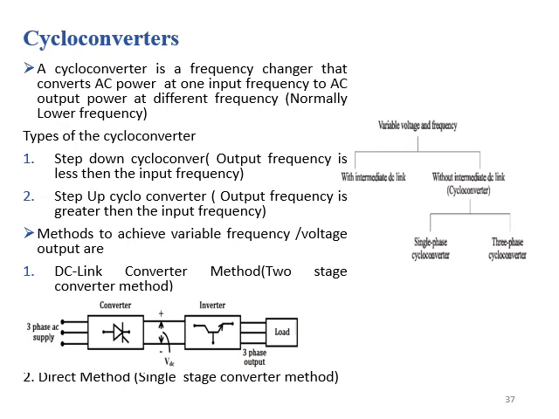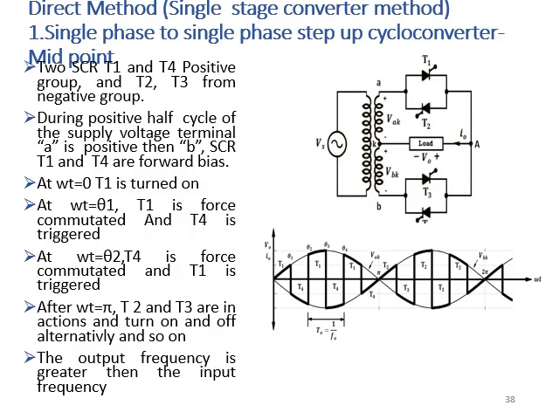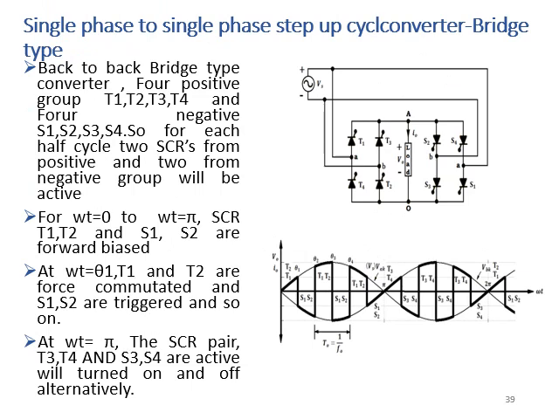We have also learned that there are two different methods to achieve a variable frequency and voltage at the output of a converter. One is called DC link converter method and the other is called direct method. So for the direct method, we have analyzed both step up and step down cycloconverter by using midpoint and bridge type topology, that how we can achieve a signal at the output of a converter having frequency greater or lower than the source frequency.